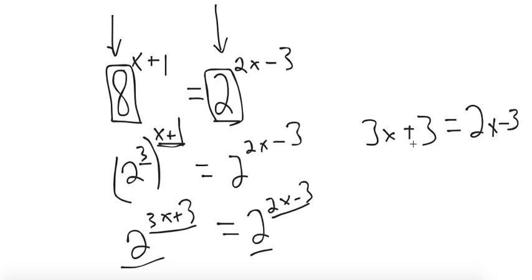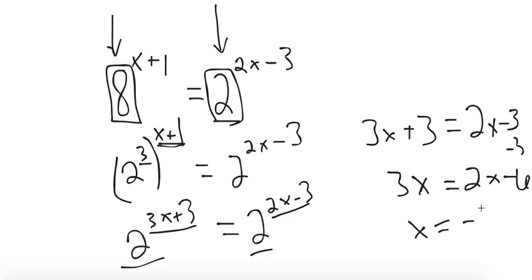I can subtract this 3 from both sides and get 2x. I'm going to subtract 3 from here, so that would be minus 6. And then subtract this 2x from both sides, which is going to leave me with x equals negative 6. And that is my answer.